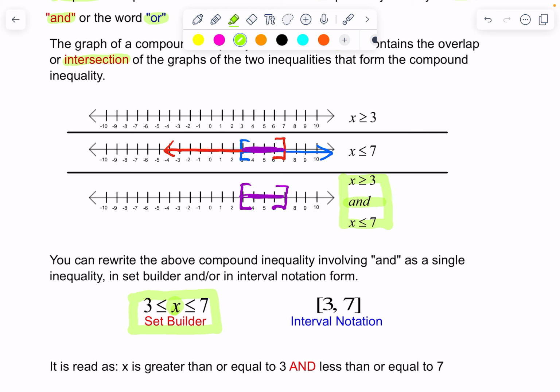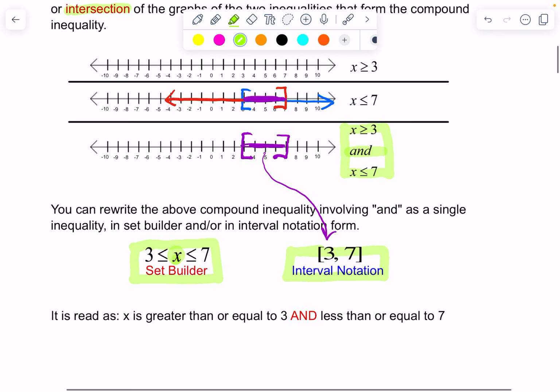But in interval notation, if you remember, the graph simply shows you the interval notation in a very easy form. So it would be bracket 3 to 7. Please remember that in interval notation, we go from smallest value to largest value. And once again, this is read as x is greater than or equal to 3 and less than or equal to 7.